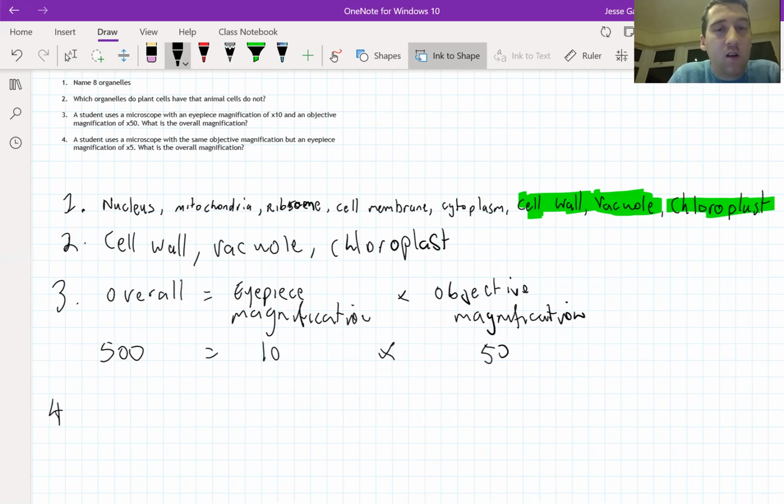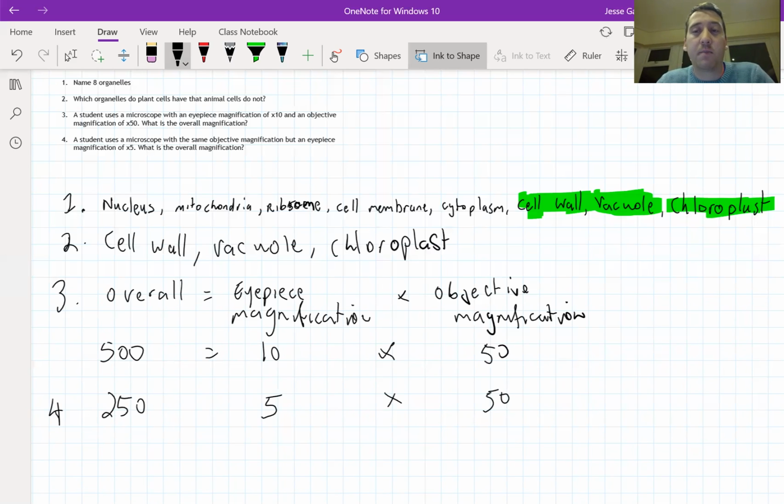And number 4. Okay, so we've got the same objective magnification, but this time we have an eyepiece magnification of 5. Okay, so this time it's still 50 is the objective magnification, but the eyepiece has been changed for a different eyepiece. It's now 5. So it's got 50 by 5, be 250 is the total magnification. Well done, guys.